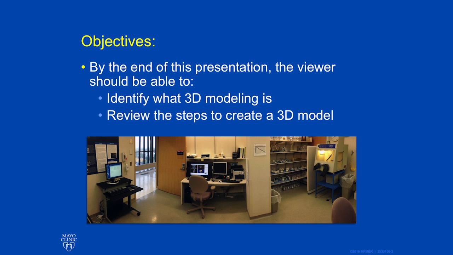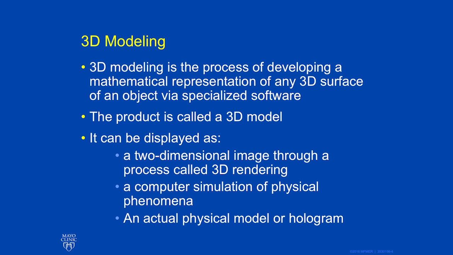By the end of this presentation, the viewer should be able to identify what 3D modeling is and review the steps to create a 3D model and eventually print. 3D modeling is the process of developing a mathematical representation of any three-dimensional surface of an object by a specialized software program. The product is called a 3D model. It can be displayed as a two-dimensional image through a process called 3D rendering, as a computer simulation of a physical phenomena, or an actual physical model or hologram.